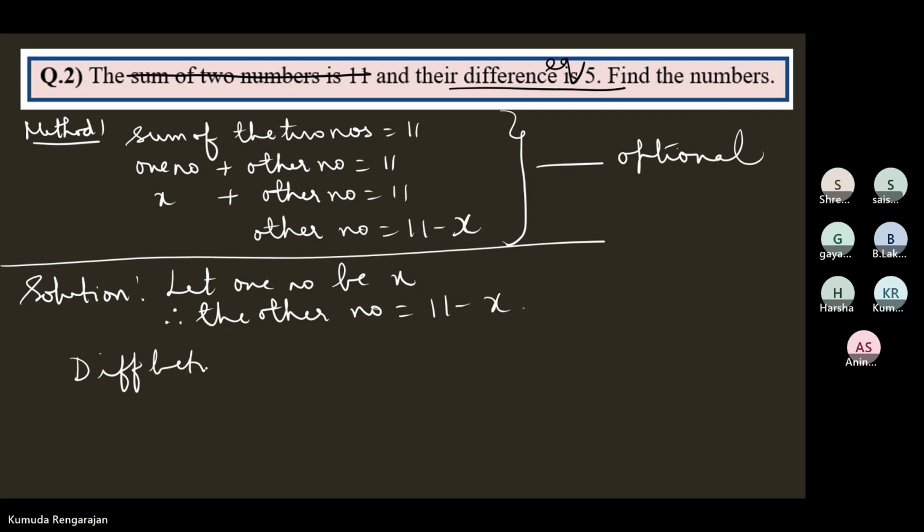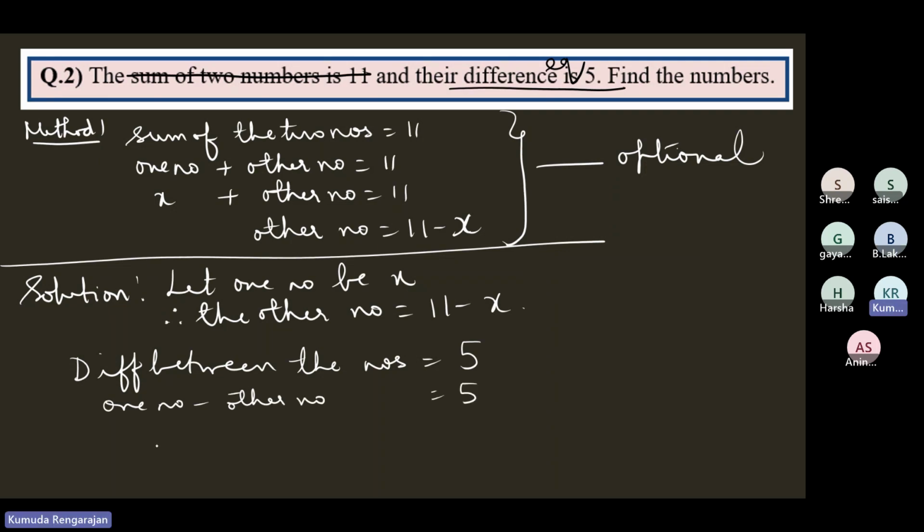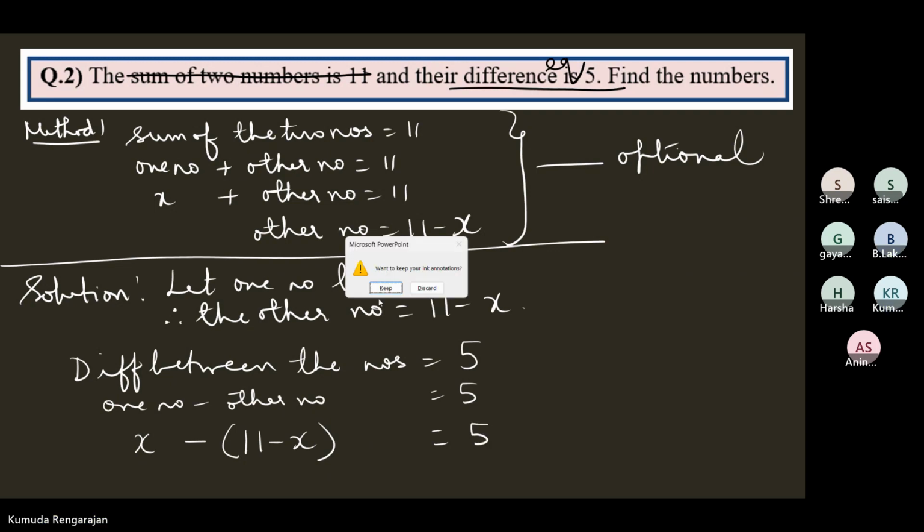Difference between the numbers is equal to 5. So that means one number minus other number, correct? Is equal to 5. Correct. Very good, Lakshana. Yes. So one number you said is X minus, and you said open bracket 11 minus X. Very good. Is equal to 5. Very good.